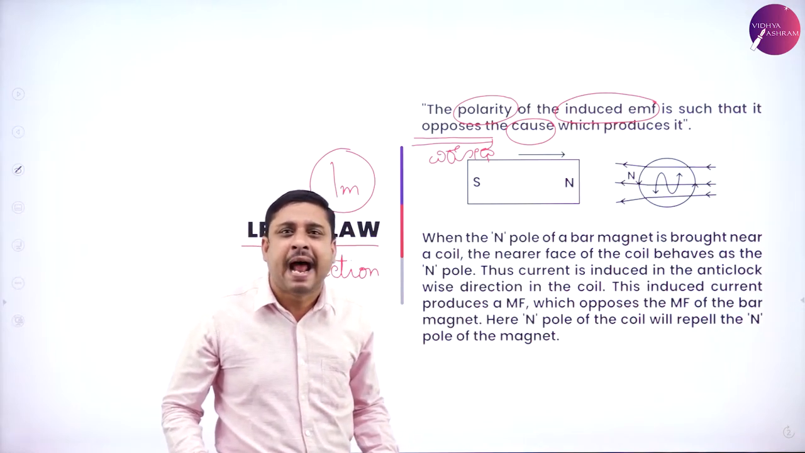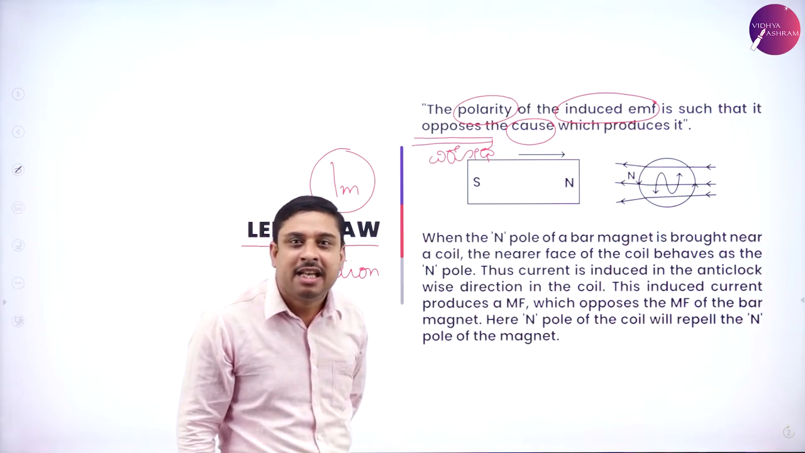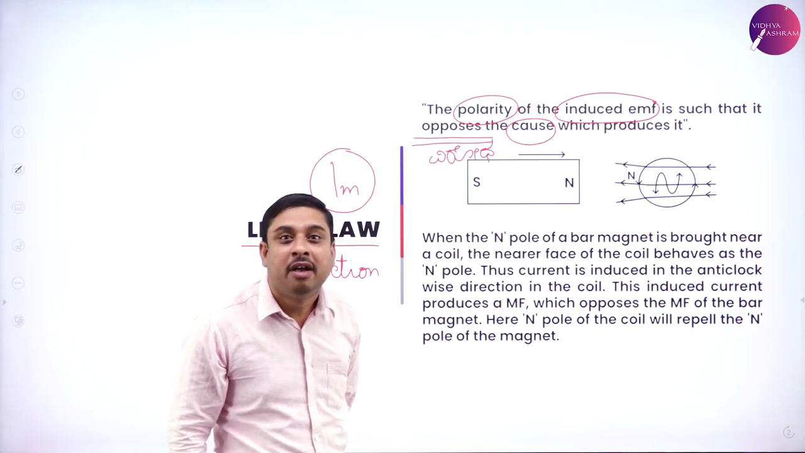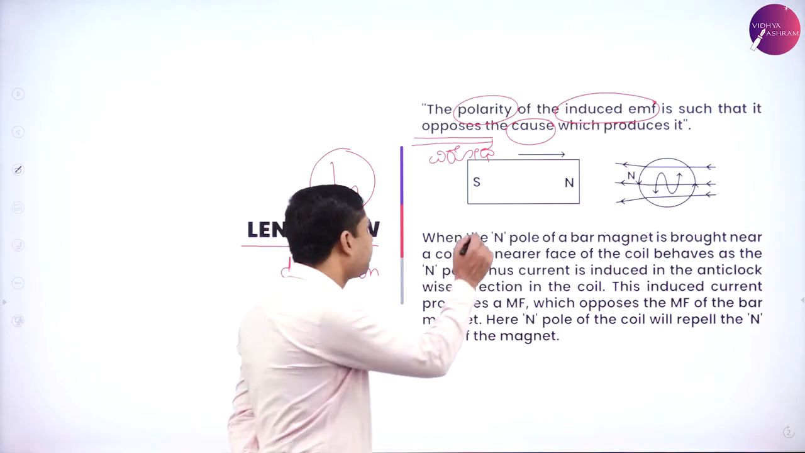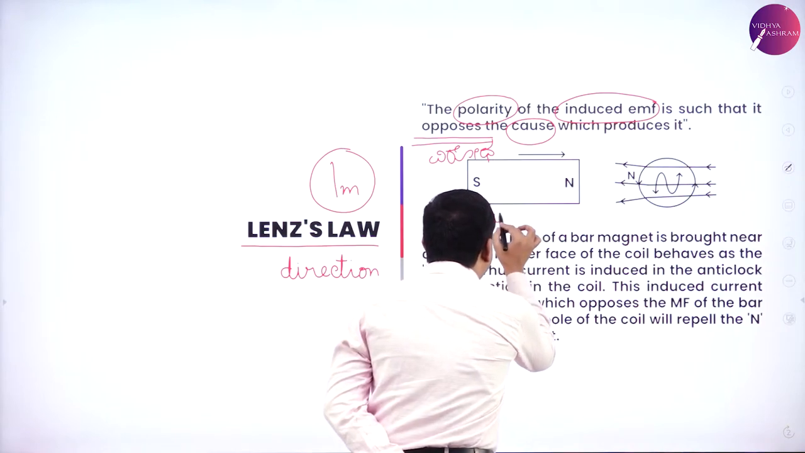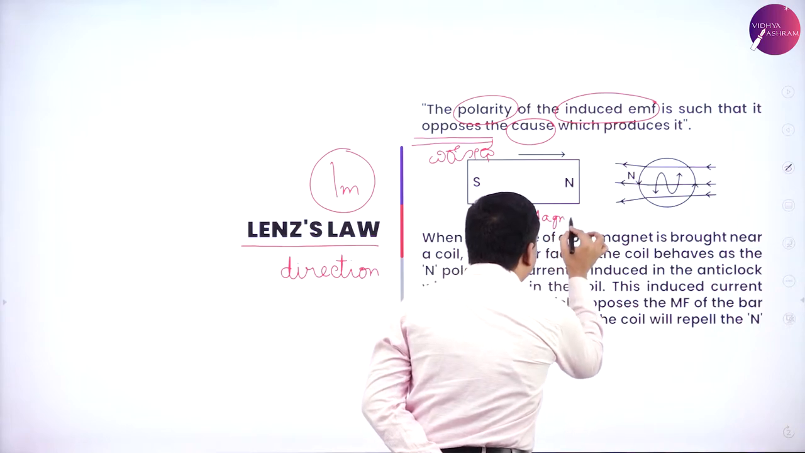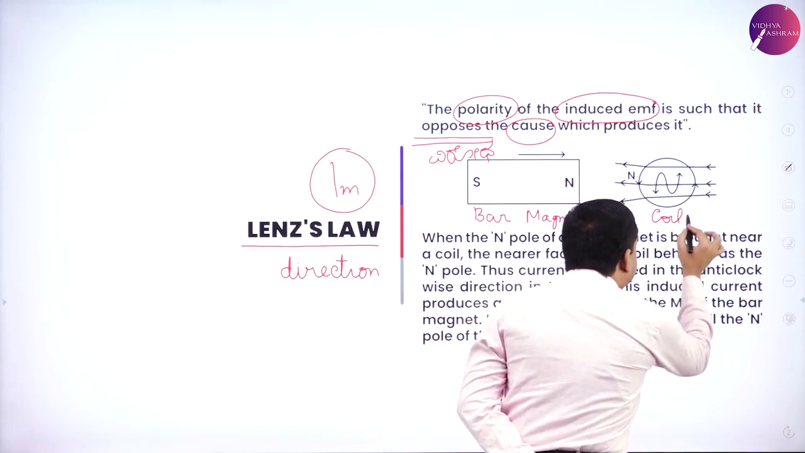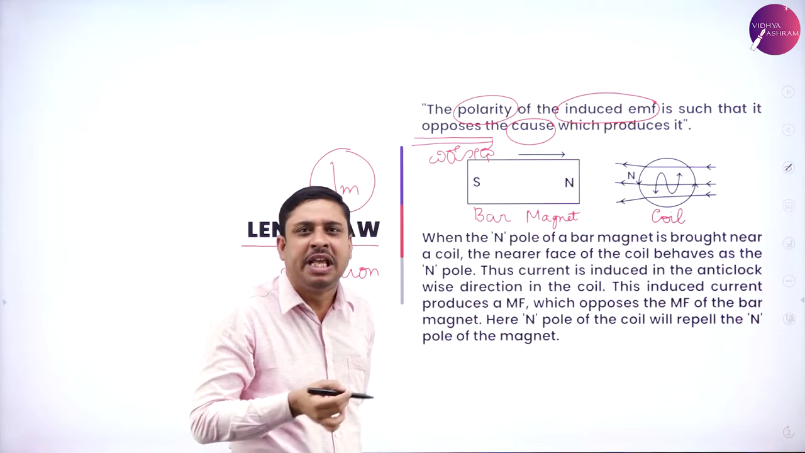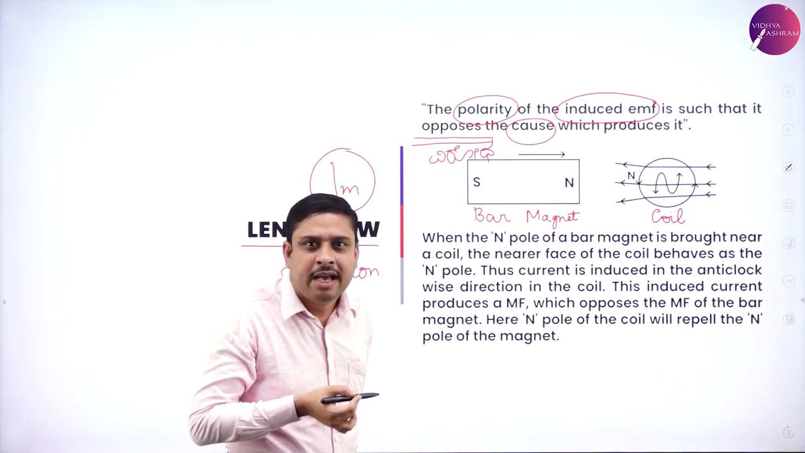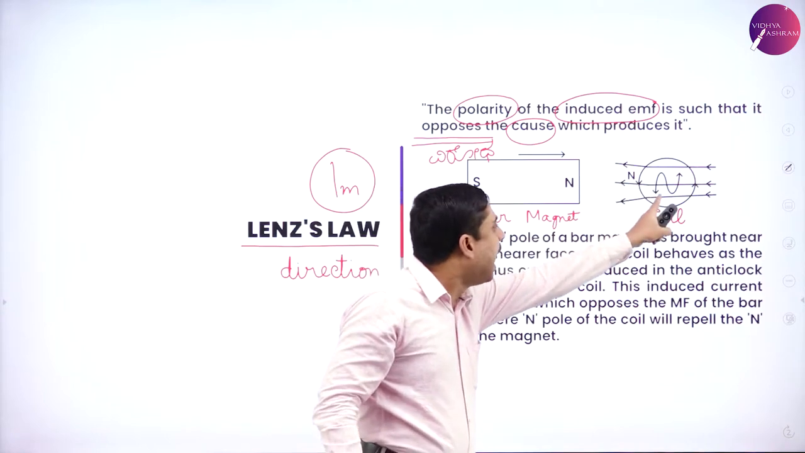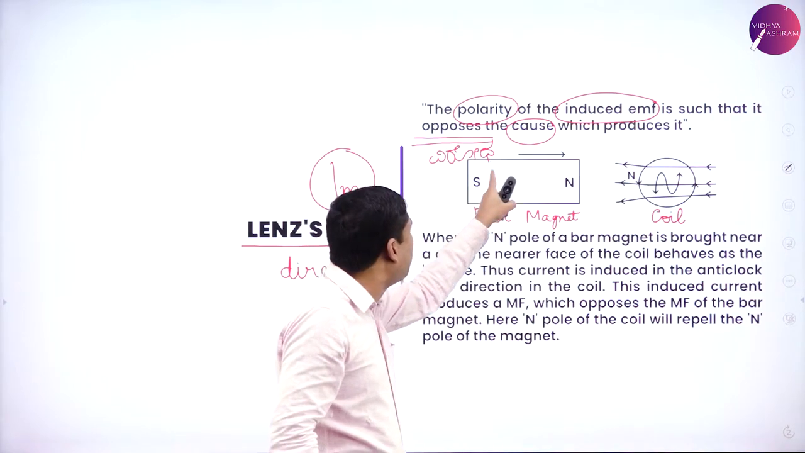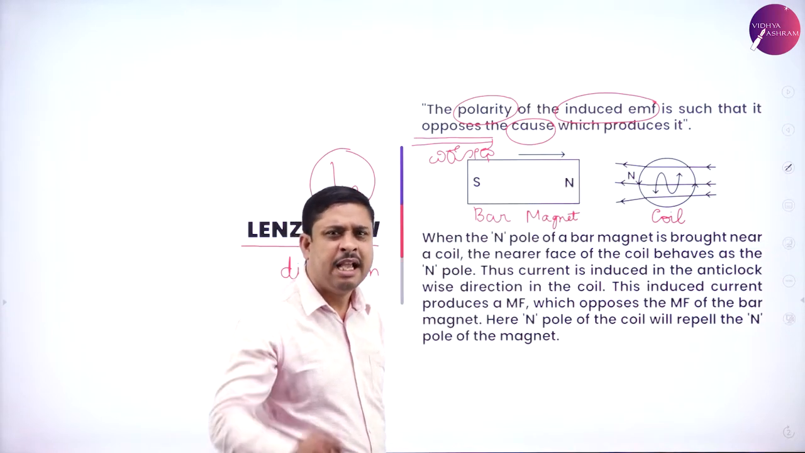Now, how do I understand the meaning of this statement, for which I will recall the bar magnet and coil experiment. The coil magnet experiment you studied, the same thing we will recall. So here is a bar magnet and here is a coil. The same thing from the previous session, Faraday's experiment, Henry's experiment, let us recall it. Bar magnet and a coil, south pole and north pole. Pay attention.